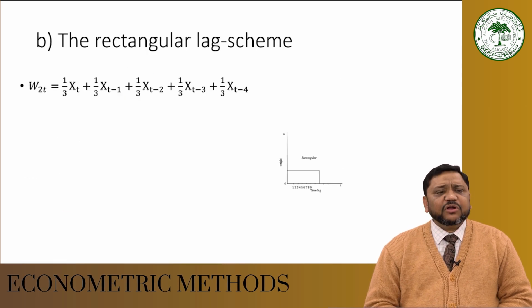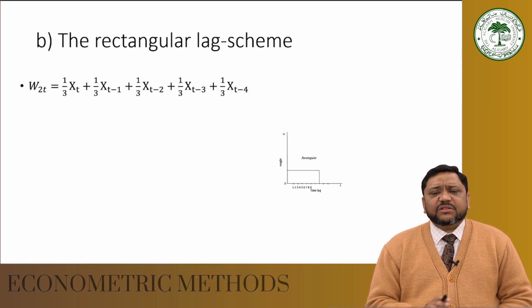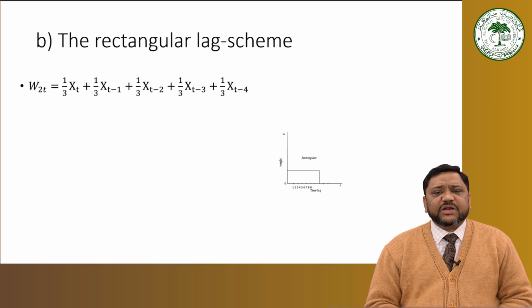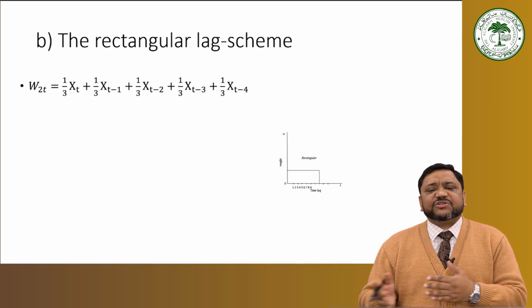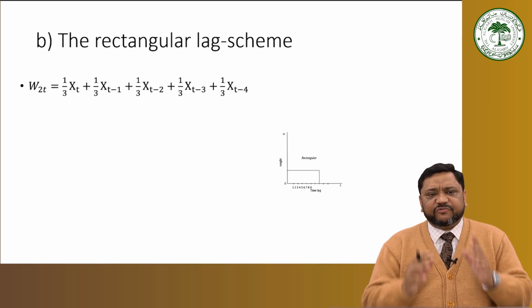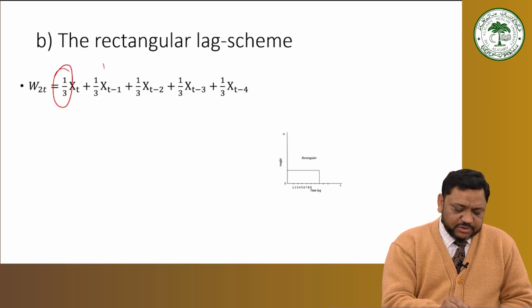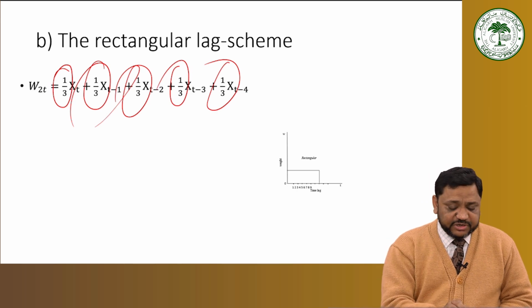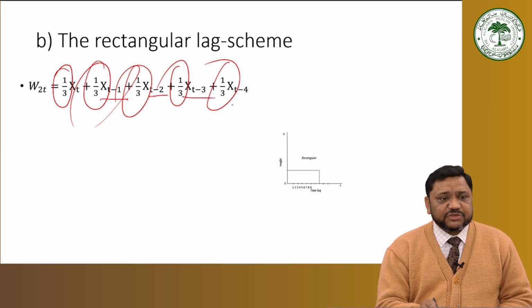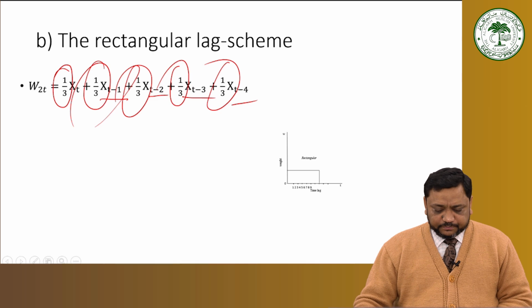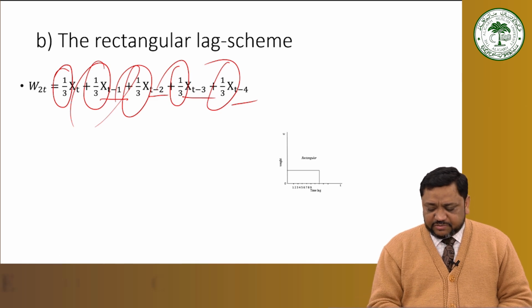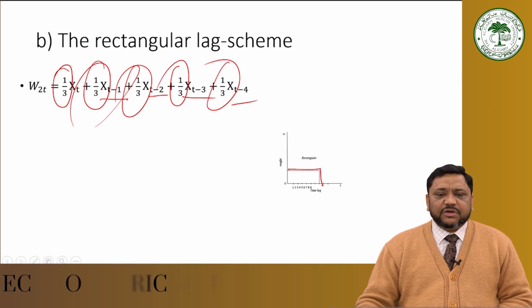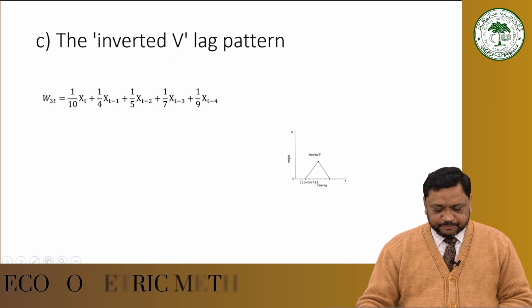Then the rectangular lag scheme. In this lag scheme, all the lagged values are given equal weights. That is, it is assumed that each past value of x has the same influence on y. So 1 by 3, 1 by 3, 1 by 3, 1 by 3, 1 by 3, weighted for xt minus 1, xt minus 2, xt minus 3 and xt minus 4. And in the picture you can denote it like this.